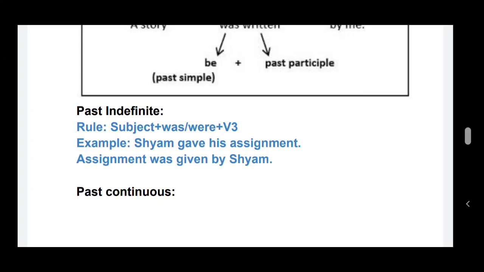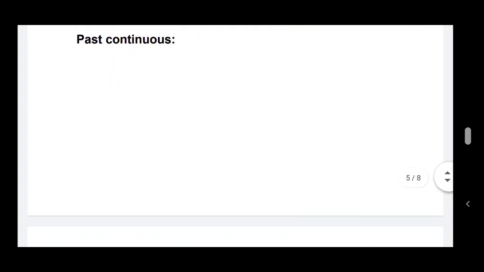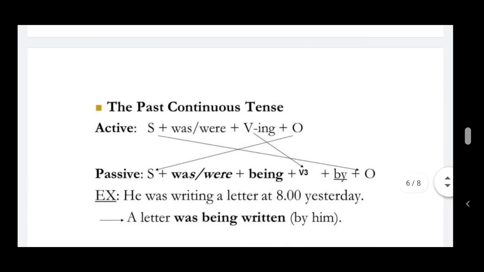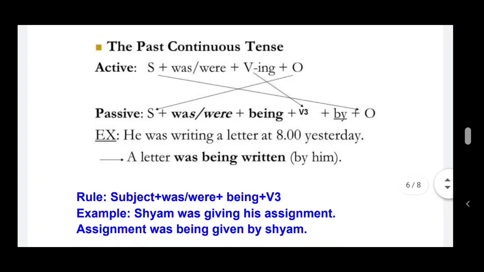The next tense is past continuous tense. For this tense, the formula in active voice is subject plus was or were plus verb plus ing plus object. In passive voice, it is subject plus was or were plus being plus verb 3 plus by plus object. That is the structure, children. So it should be interchanged.